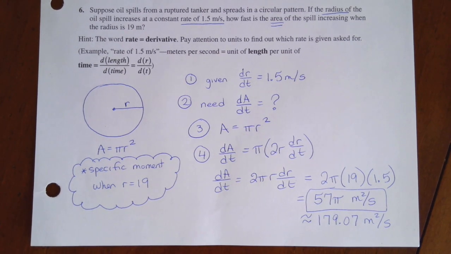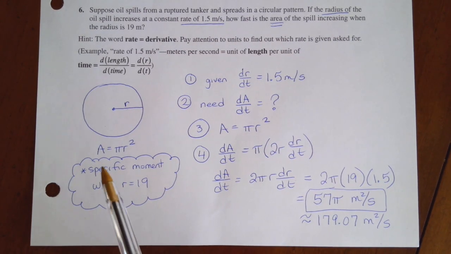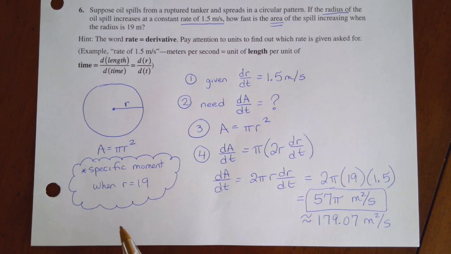All right. So there's our first example for a related rates problem. You found the rate that the area was changing when the radius was 19.